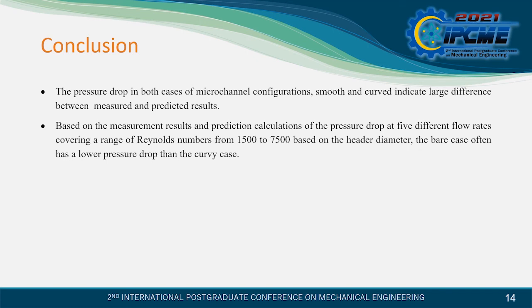For a particular conclusion, it can be summarized that the pressure drop in both cases of microchannel configurations, smooth and curved, indicates a large gap between measured and predicted results. Based on the measurement results and prediction calculations of the pressure drop at five different flow rates covering a range of Reynolds numbers from 1500 to 7500 based on the header diameter, the bare case often has a lower pressure drop than the curvy case.